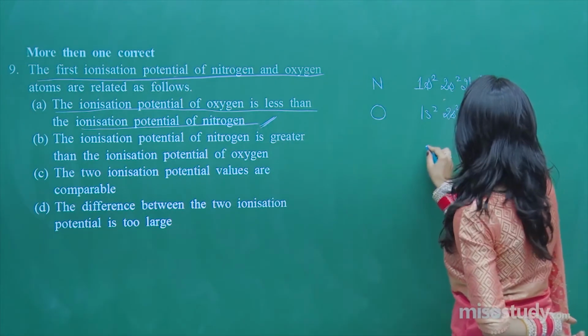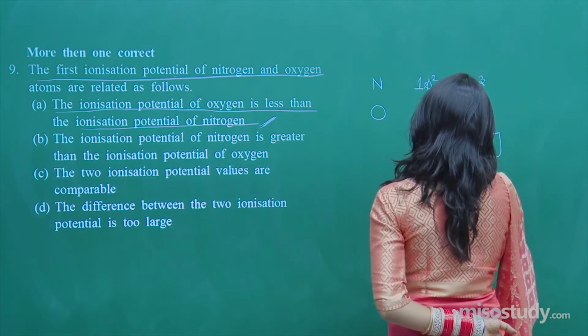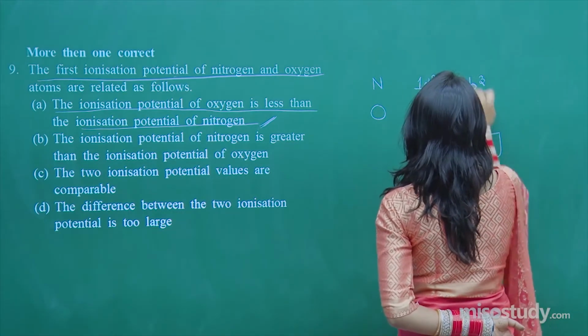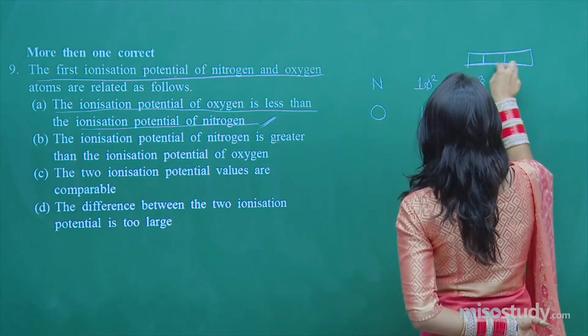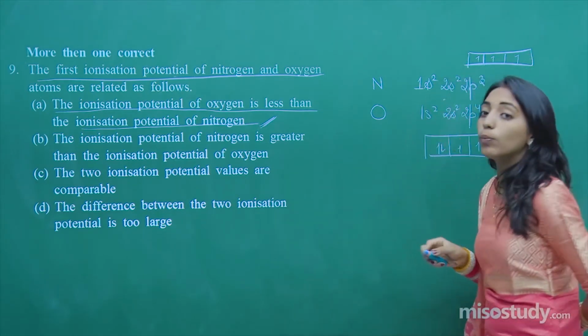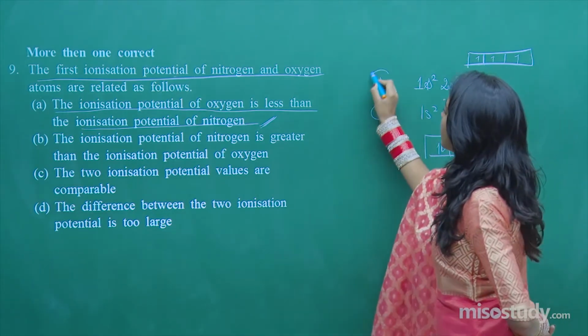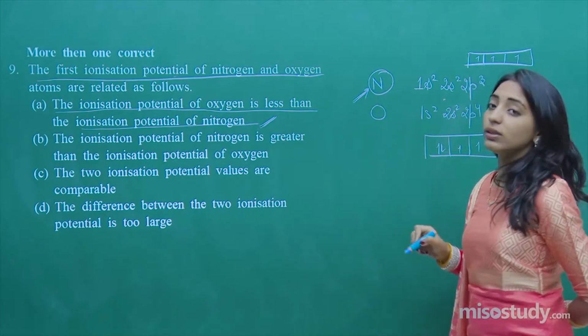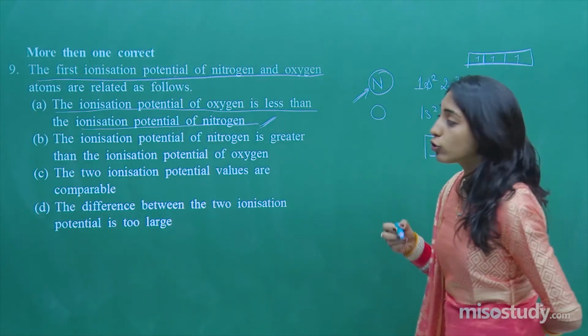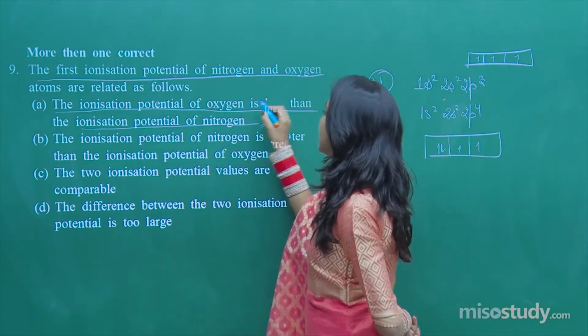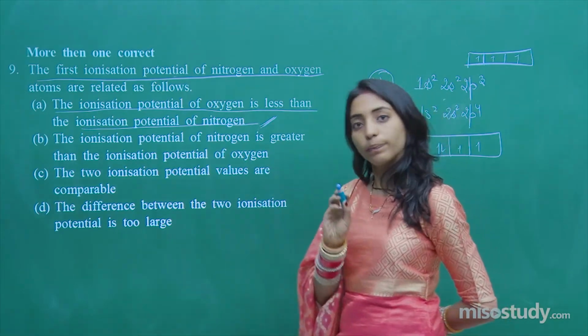Why? Because nitrogen has a half-filled p orbital, which is totally symmetrical and more stable. So more energy will be required in the case of nitrogen to remove an electron. So the ionization potential of oxygen will be lesser than that of nitrogen. That's correct.